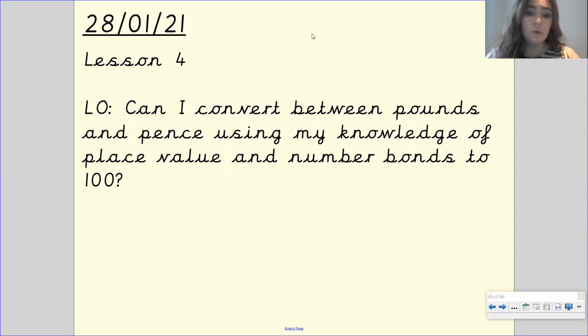So welcome to the fourth maths lesson this week, and our learning objective for this lesson is, can I convert between pounds and pence using my knowledge of place value and number bonds to 100? Now, before we begin this lesson, please make sure you've got your whiteboard and whiteboard pen ready, or a piece of paper and a pencil. Pause the video if you need to go and get that now.